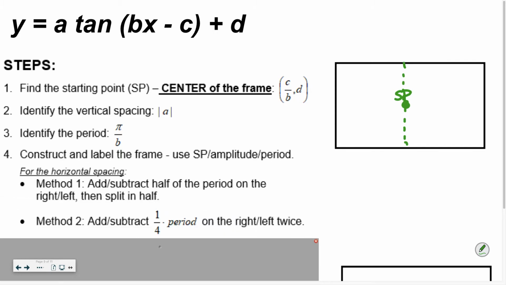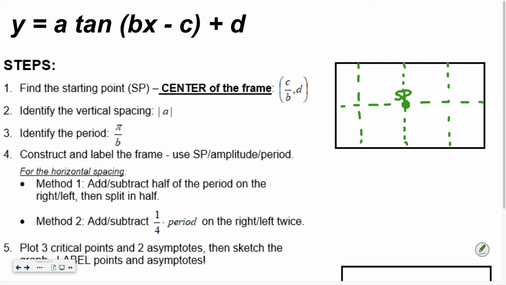Now there's the same two methods that we could use here, except half of the period needs to go to the right and half of the period needs to go to the left of our starting point. So if you liked method 1 using the midpoints, then we're still going to have to split our period in half. Half of it goes to the right, half of it goes to the left, and then we can split them into midpoints. Okay? If you want to use method 2, then you're still going to split the period in 4s, but you would add a fourth of the period twice to the right and a fourth of the period twice to the left. So you pick whatever works for you. Okay?